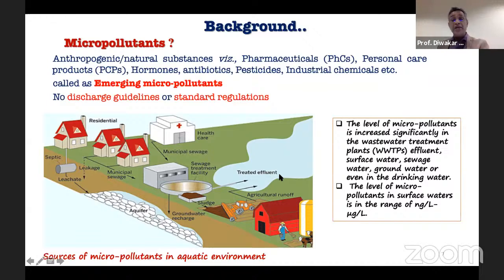The question is, once this slowly accumulates, what happens? Suppose antibiotics are coming into your water bodies, and those antibiotics come into the drinking water, and slowly if you are taking it over a prolonged period, then the resistance is going to decrease, or the resistance will not be there in future if you are drinking water contaminated with this.